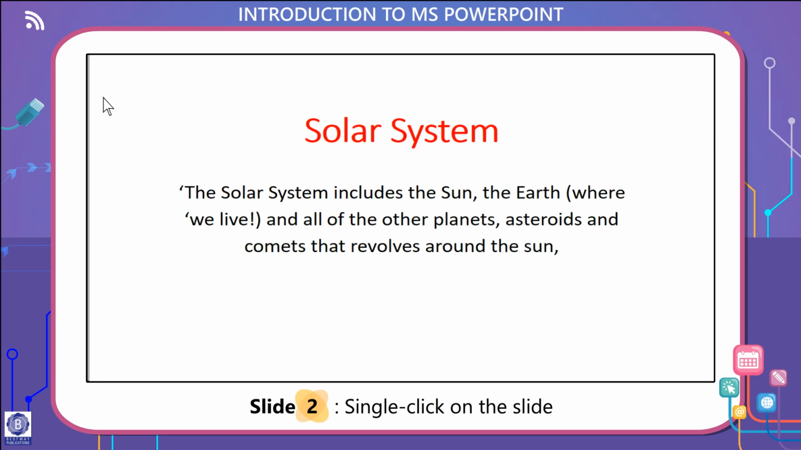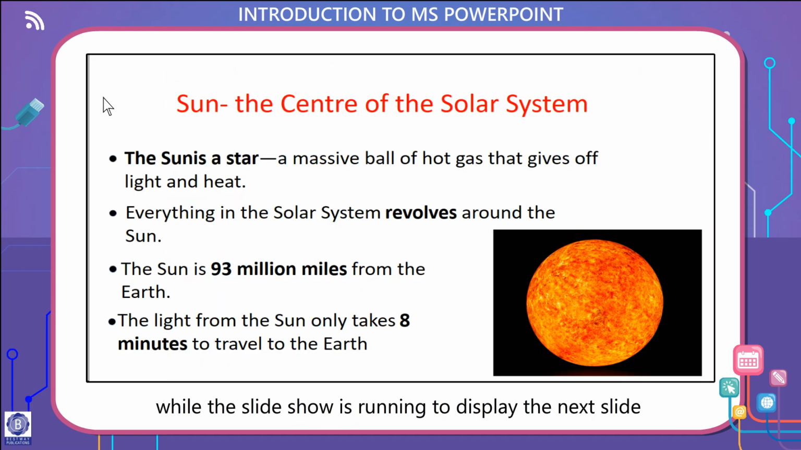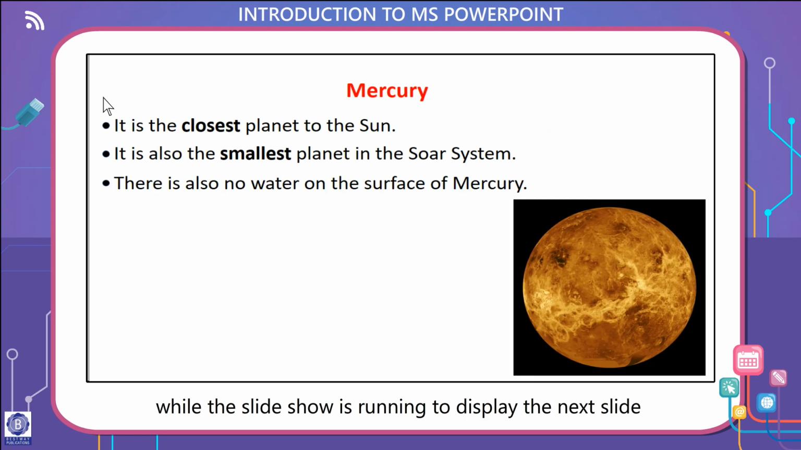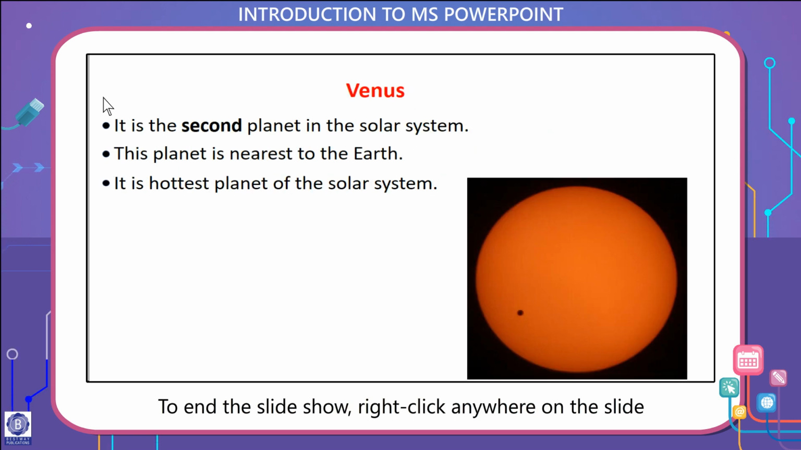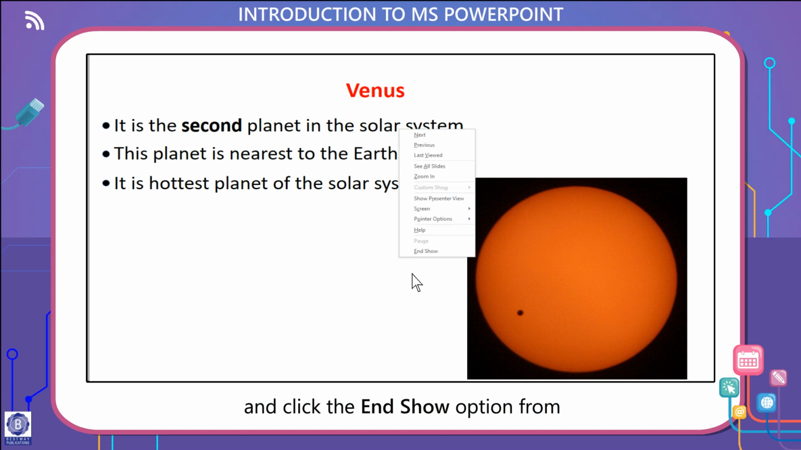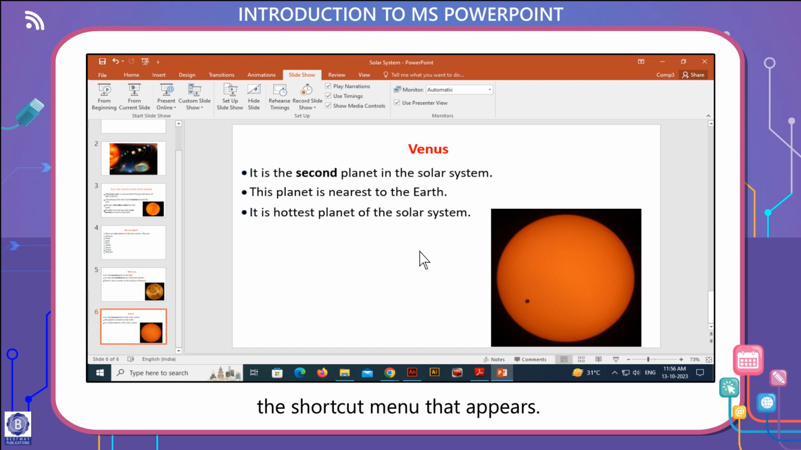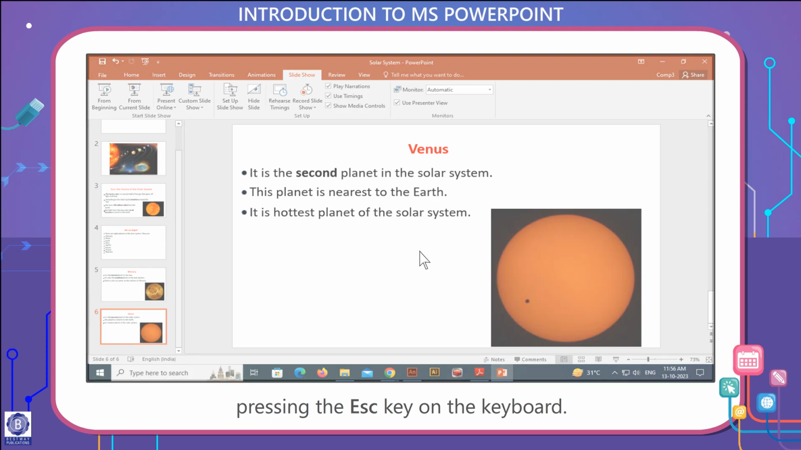Step 2. Single click on the slide while the slideshow is running to display the next slide until it reaches the end of the presentation. To end the slideshow, right-click anywhere on the slide and click the End Show option from the shortcut menu that appears. You can also end a presentation by pressing the Escape key on the keyboard.